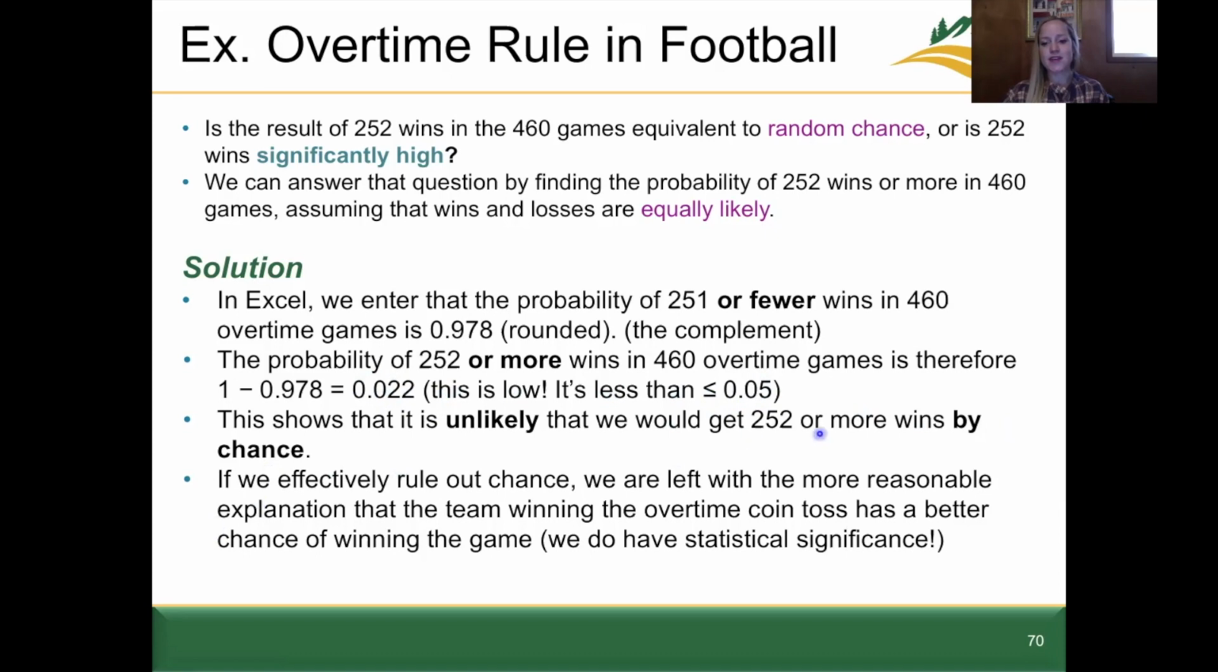I do want to remind you that the 0.05 is somewhat arbitrary. We could have used 0.01. We could have used 0.005. The questions that you'll work on will need to tell you what probability value exactly is considered significant. By default, it is usually 0.05. So then if we effectively rule out that this does not happen by chance, then we're left with a more reasonable explanation that the team winning the overtime coin toss does actually have a better chance of winning the game.